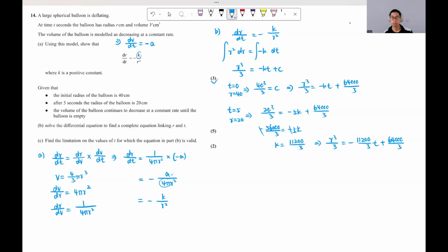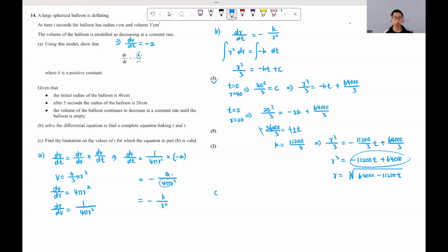over 3. Simplify that by multiplying both sides by 3. So r cubed equals negative 11,200t plus 64,000. And then r is equal to the cube root of 64,000 minus 11,200t. Or you can just leave the cube root over all of that like before. Both work. And then for part C, find the limitation on the values of t for which the equation in part B is valid.